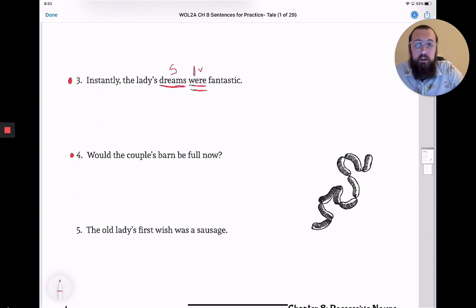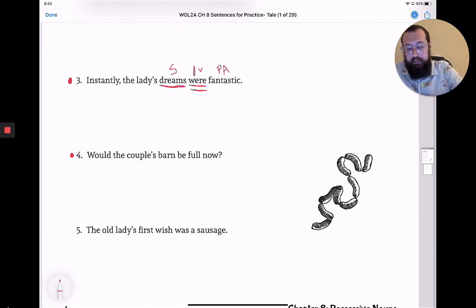So now I can figure out the dreams were what? The dreams were fantastic. So fantastic, is that renaming the dream or describing? It's describing the dream. So that is going to be a predicate adjective. If we were renaming the dreams, it would be predicate nominative. Alright, now we go through and add my modifiers.